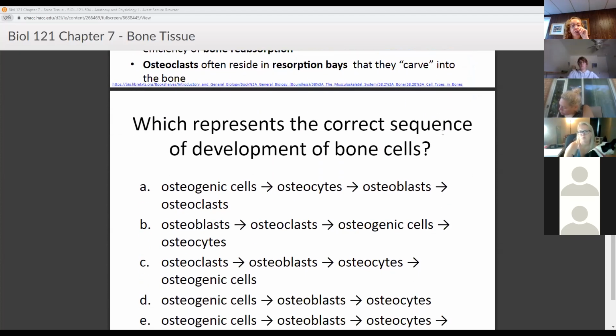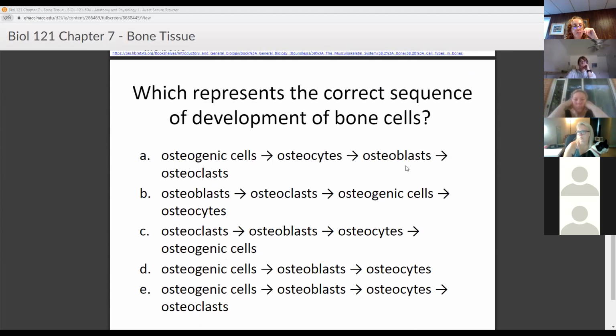Which represents the correct sequence of development of bone cells. Is it D? I think you're right. Osteogenic to osteoblast to osteocytes.